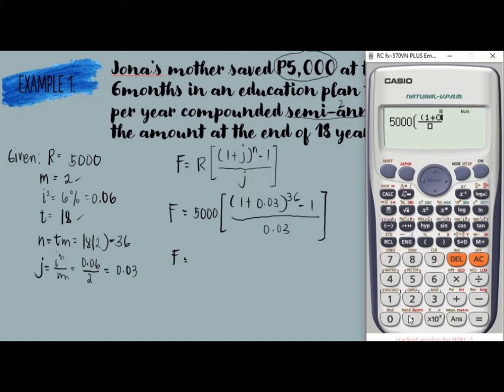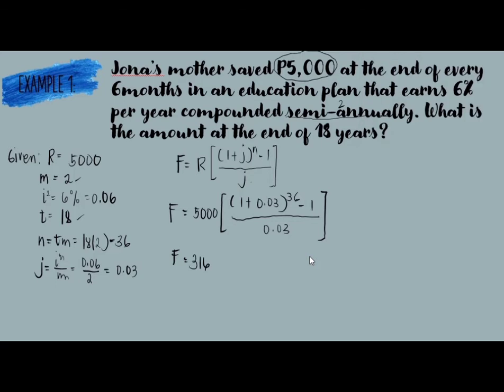So, 5,000 times the quantity of 1 plus 0.03 raised to 36, then minus 1, over 0.03. Okay, then equals. Okay, so the total amount is 316,379.72. So, 316,379.72. Okay.